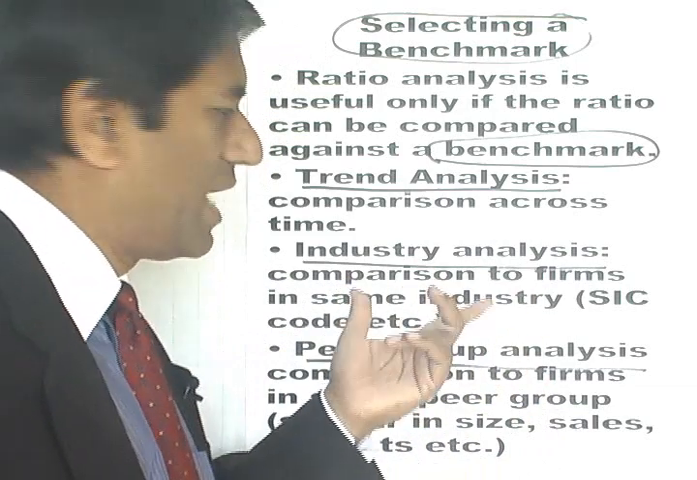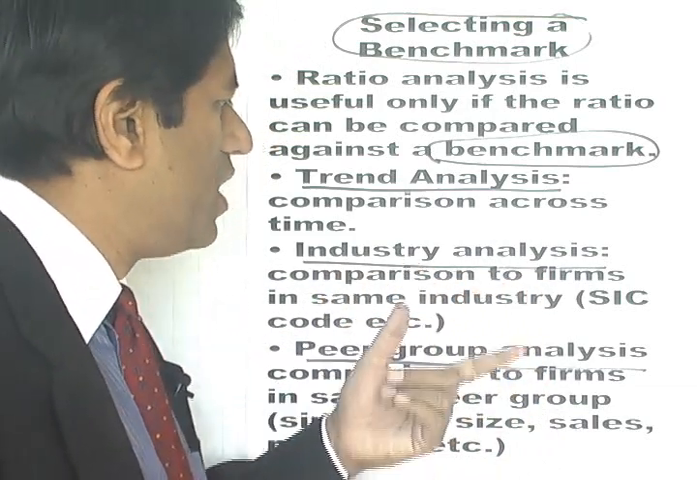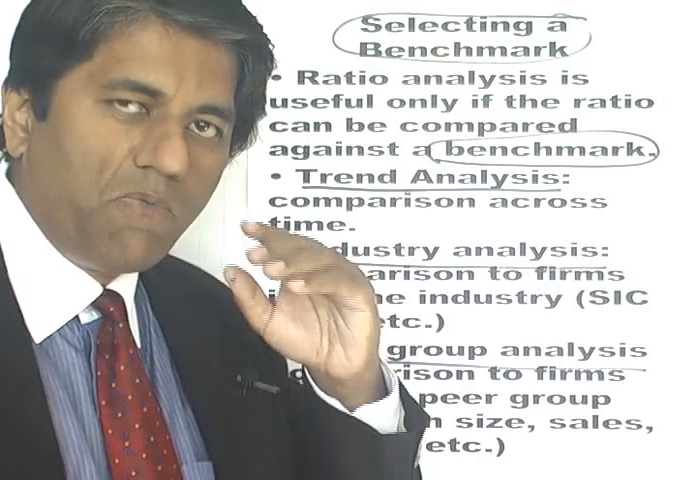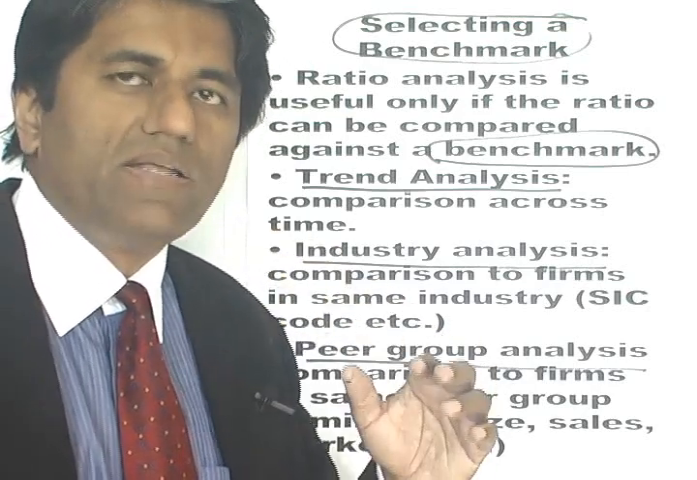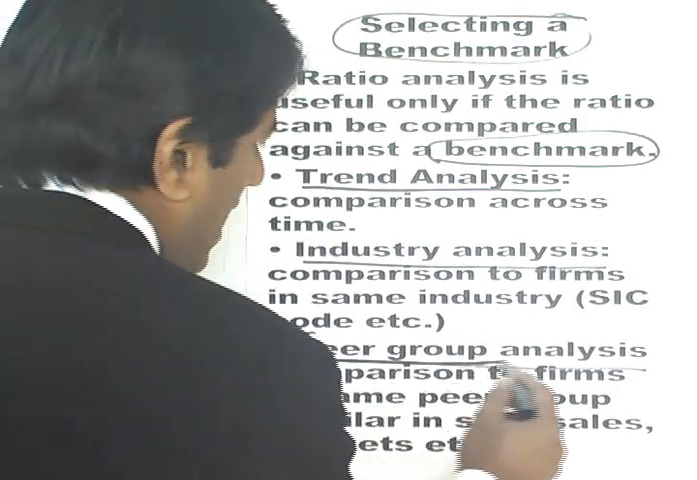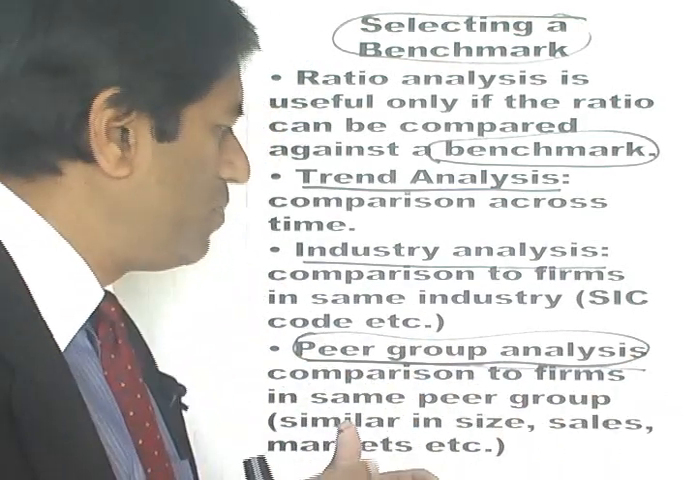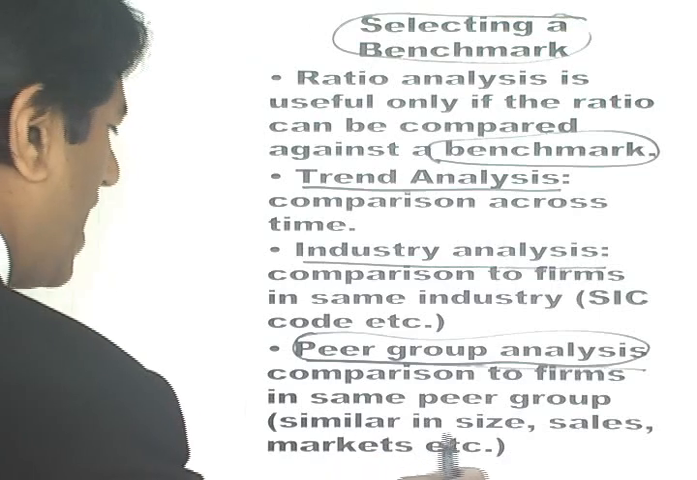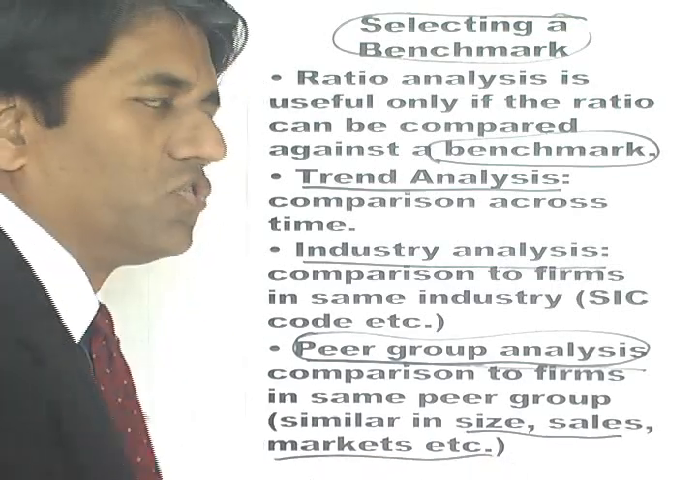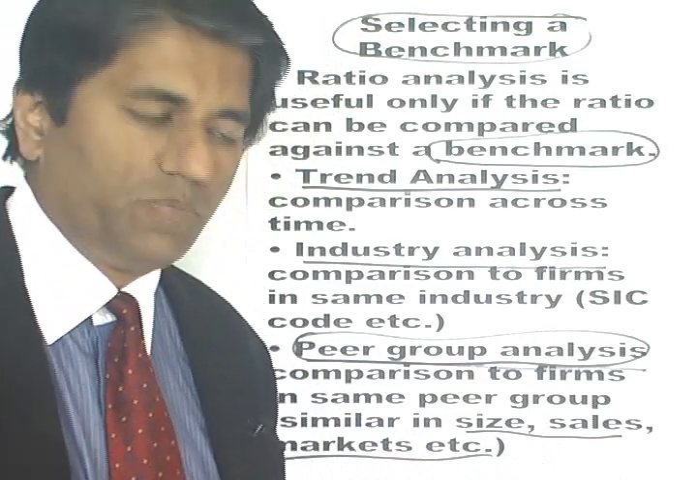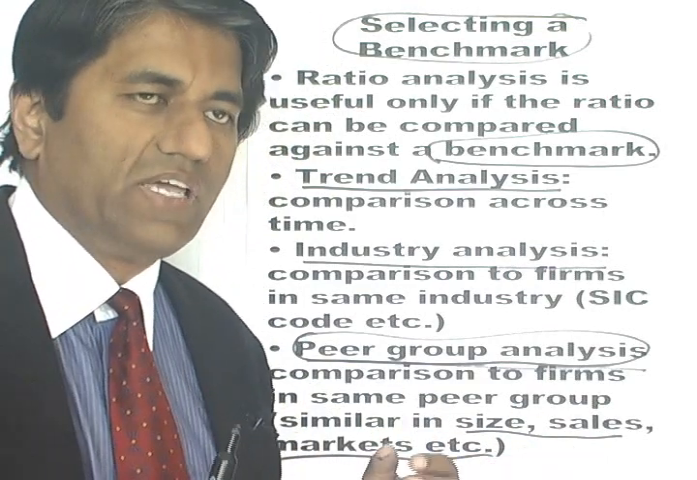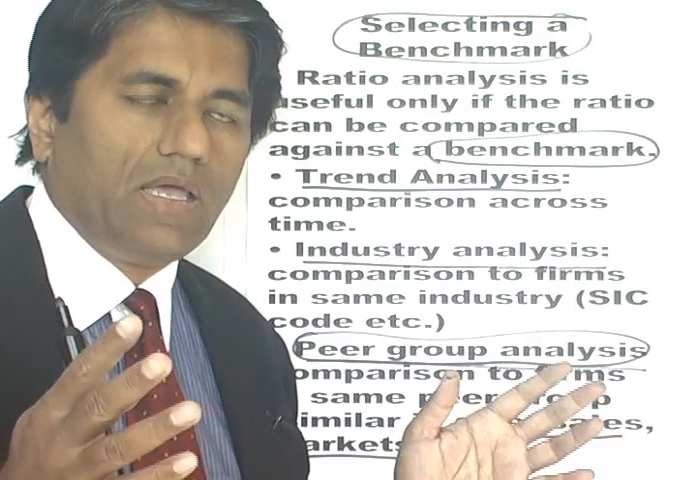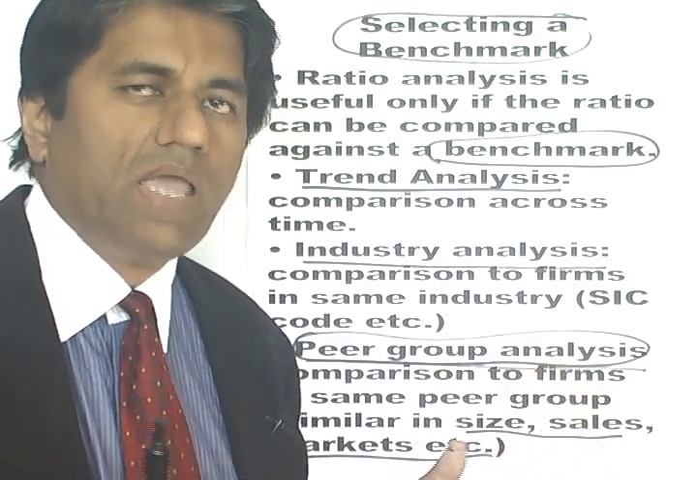So in industry analysis, you're looking at ratios for firms in the same industry. And if you want a one-level-better comparison, then you can look at peer group analysis. A peer group is composed of firms that are similar in size, sales, and market. So two firms may be in the same industry, but they may not be in the same peer group. When you're looking at a peer group, you're not just satisfied with looking at firms in the same industry, but you're really looking for firms which are doing the same kind of thing. They have the same kind of customers, and they're competing with each other.